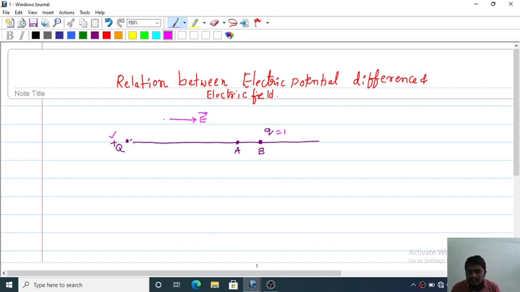Let us consider a point charge plus capital Q in space. It develops an electric field around it. Let this be the direction of the electric field. Now let us take 2 points within the electric field, A and B. I want to find the electric potential difference between these 2 points.